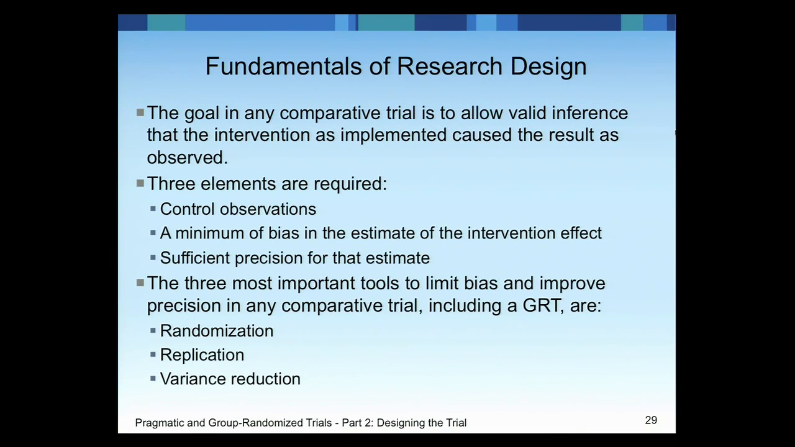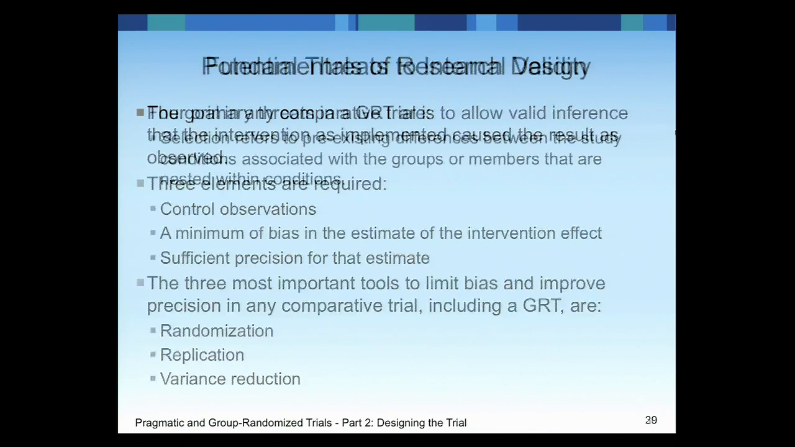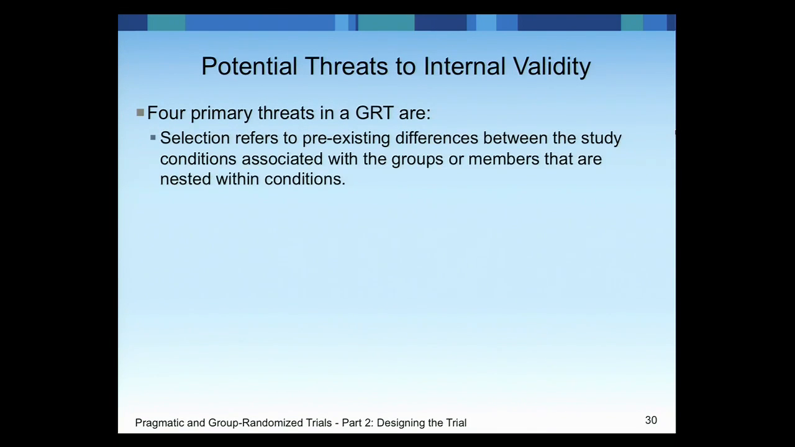And then we need to take whatever steps we can to reduce variance so as to improve the precision and the power of the trial and have a better chance of answering the question. I'm going to identify 4 primary threats in a group randomized trial, and I do this for 2 reasons. One, so that you are aware of them and think about them as you're designing your trial.